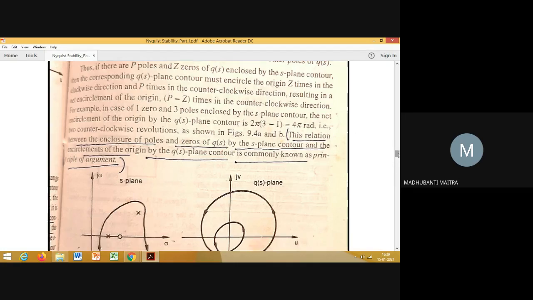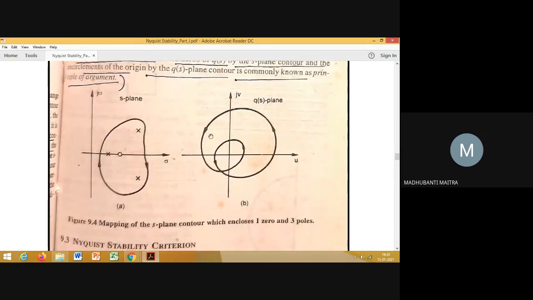And hence the encirclement can be shown like this. Okay. So one counterclockwise rotation followed by the second counterclockwise rotation. And this is the origin. And hence we can see that the origin of the QS plane is being enclosed once and then twice.